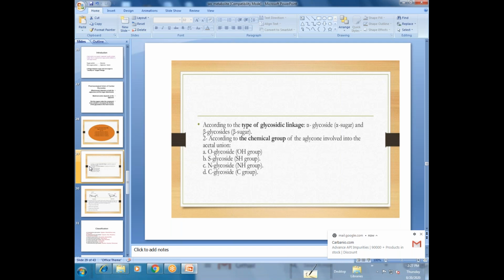Now, O glycosides, these are very common in higher plants. For example, senna, rhubarb, etc. These O glycosides are easily hydrolyzed by the treatment of acids or alkali. So for us, hydrolysis is very important because once they get treated with either enzyme or acid, they undergo hydrolysis. If they undergo hydrolysis, there is no pharmacological activity. These glycosides easily undergo hydrolysis using an acid or alkali.